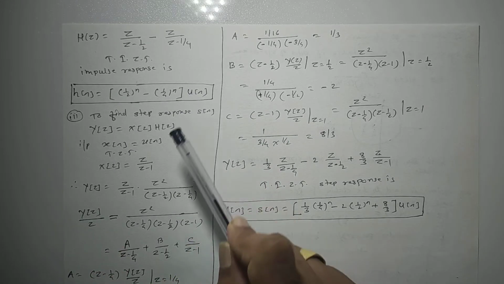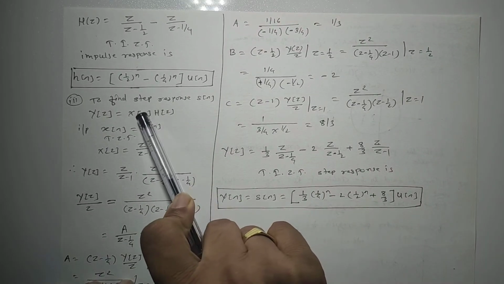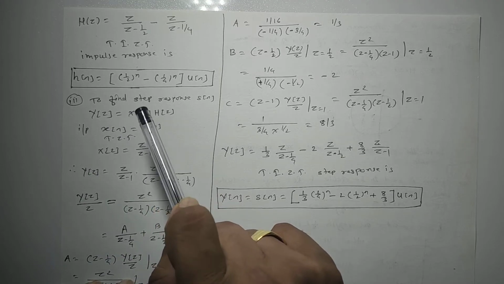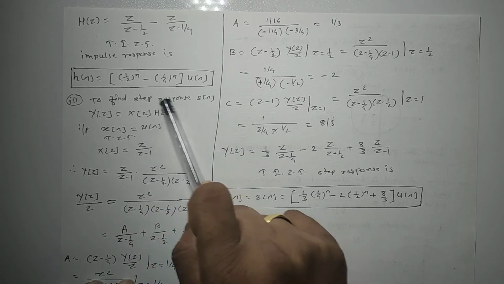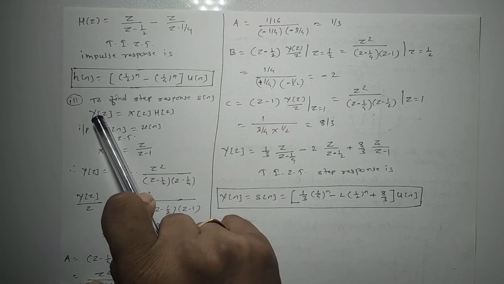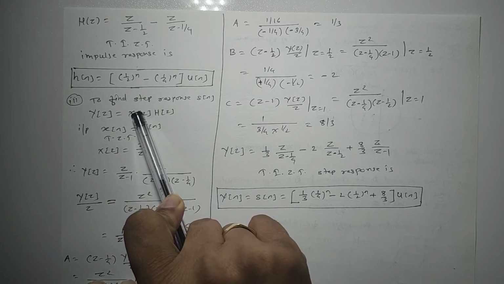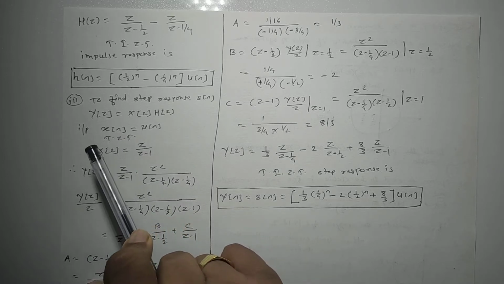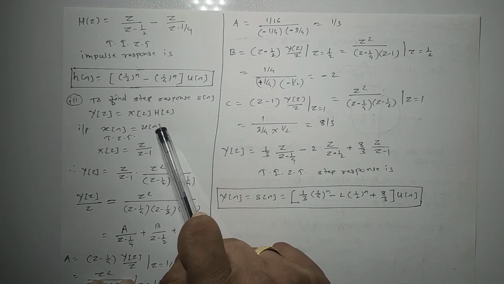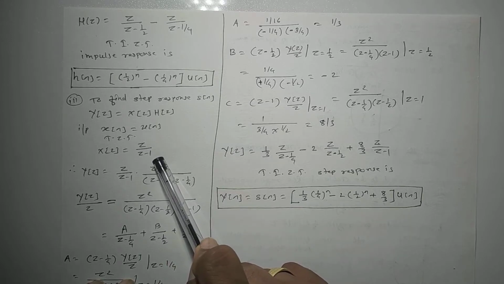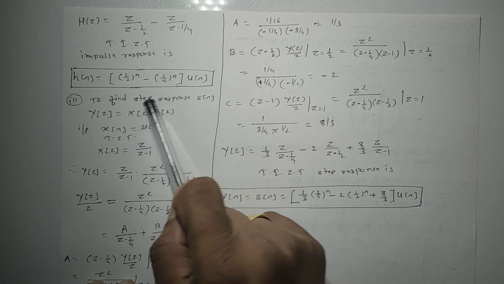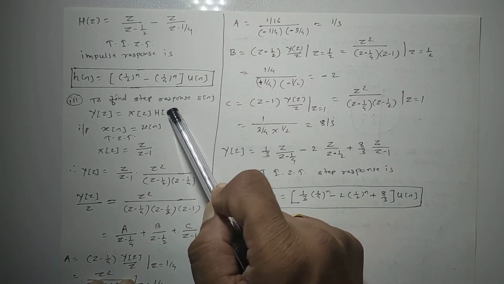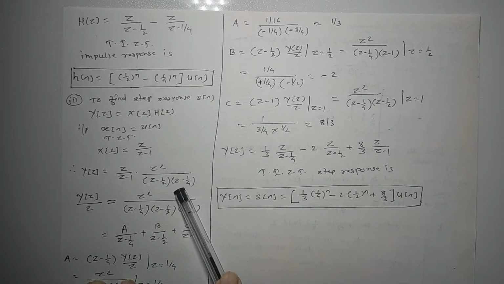Now if you want to find the step response, you have to change the input. This is the output equation of the system: Y(z) is equal to X(z) into H(z). Using this output equation, we have to find the output of the system when the input is u(n), that is step input. So take input x(n) equal to u(n). Taking its z transform, u(n) gives z upon z minus 1. In this equation we put the value of X(z) as z upon z minus 1, and the value of H(z) we already know.